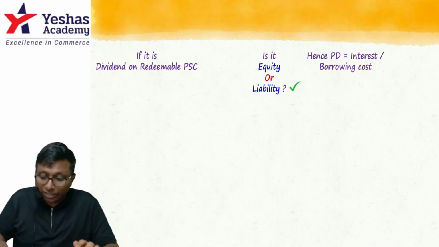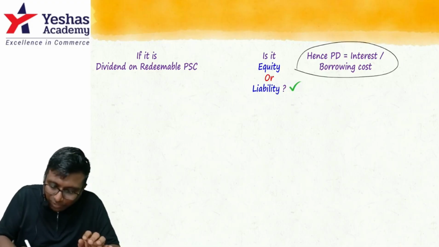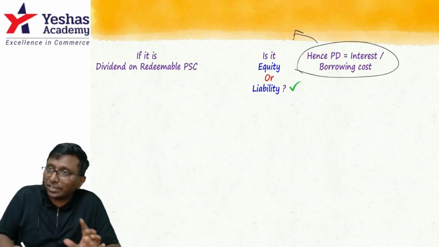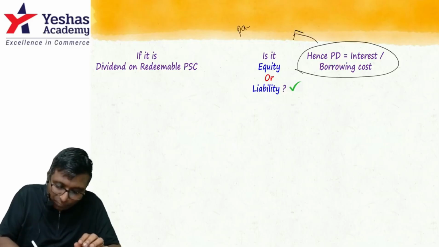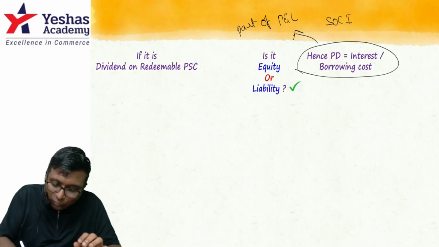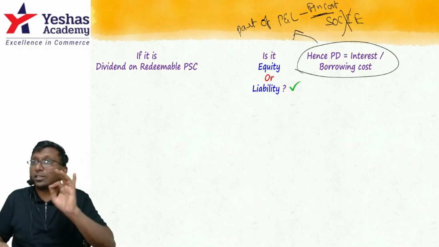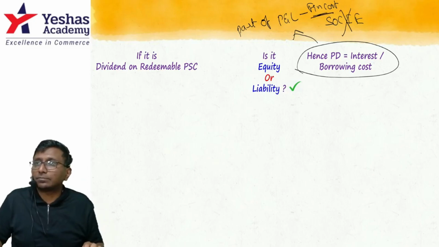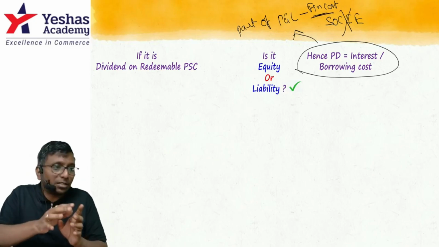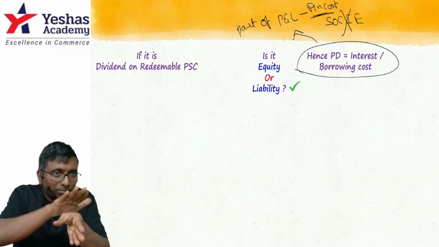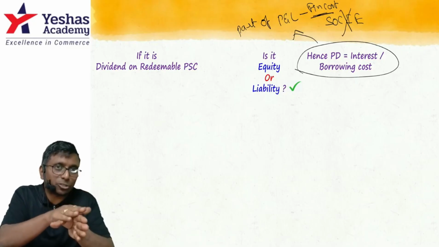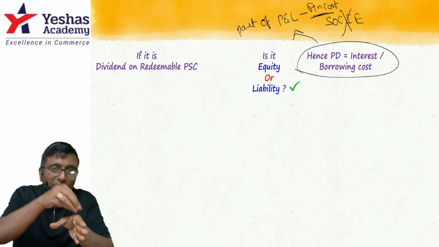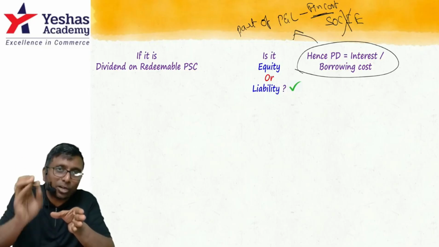Are you clear? Right. Where will this come, my dear? You have to write this down clearly. Now, this is part of P and L. Not SOCIE. It is finance cost. Yes. It's part of finance cost. It always goes by the classification of the original instrument. If the instrument is considered a liability, whatever payment you make is borrowing cost.